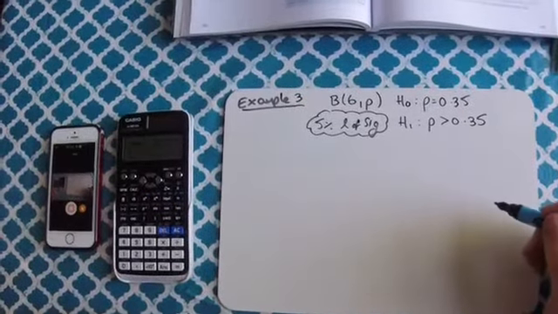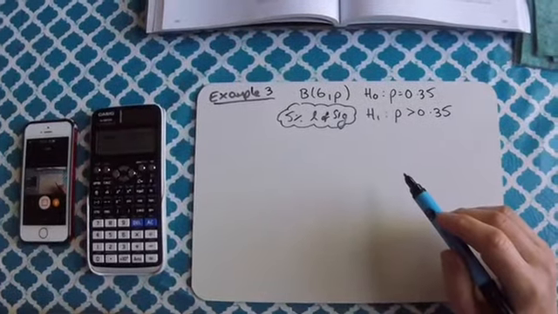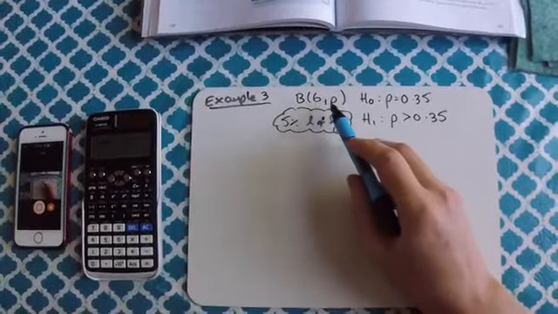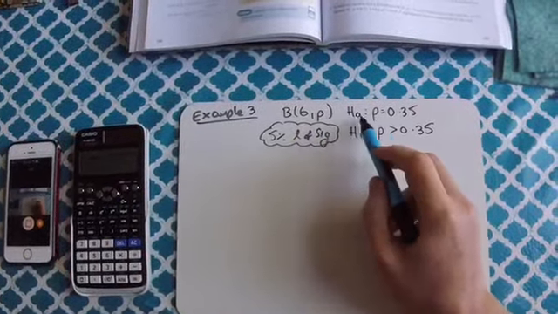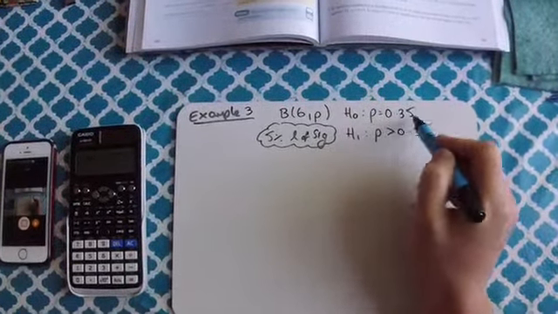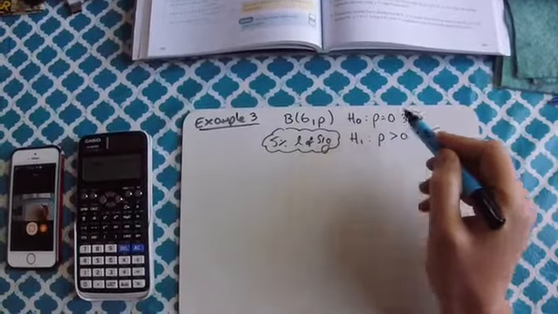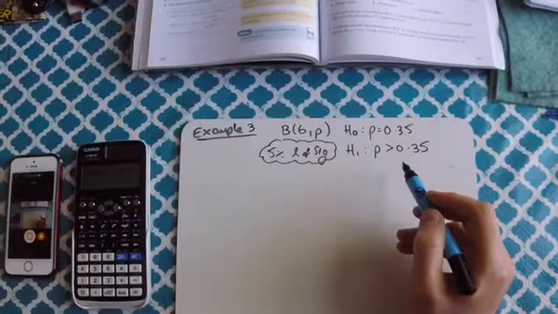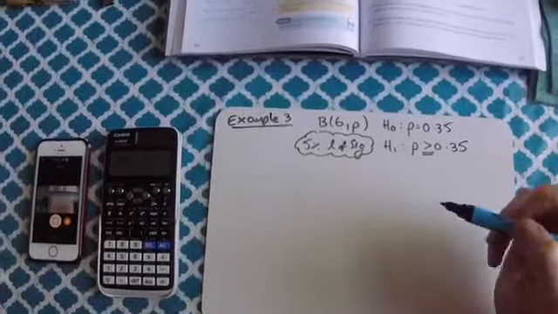Okay, so we're looking at example 3 from chapter 7 of the stats. In this scenario, we've got a single observation taken from a binomial distribution. There are 6 trials, probability of success P, and we've got a null hypothesis of P equals 0.35. So this is the probability we're going to assume is in place at the moment. An alternative hypothesis that the probability is greater than 0.35. Now, because it's just greater than, it means we've got a one-tailed test.